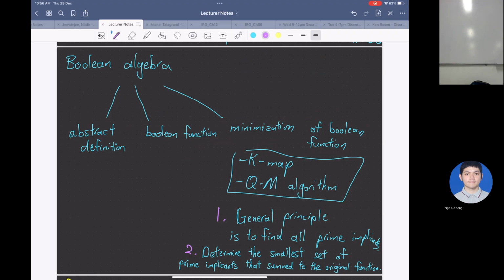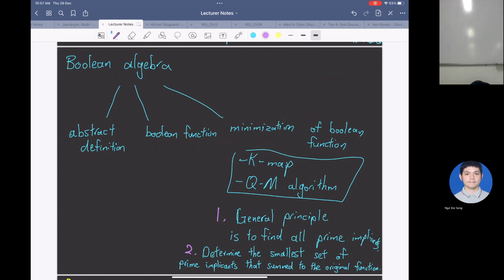Abstract definition. Then we talk about what's Boolean algebra. A Boolean algebra is a set with 5 operations that satisfy the 5 laws. So it is abstract because you just need to have one set that has 5 criteria and then 5 laws. It will automatically be Boolean algebra.